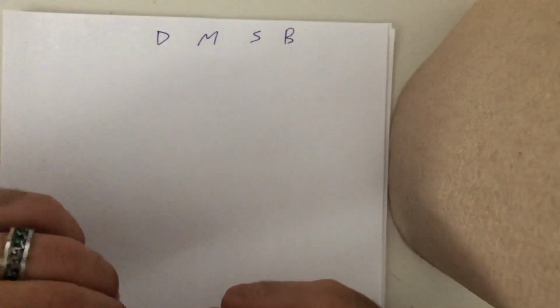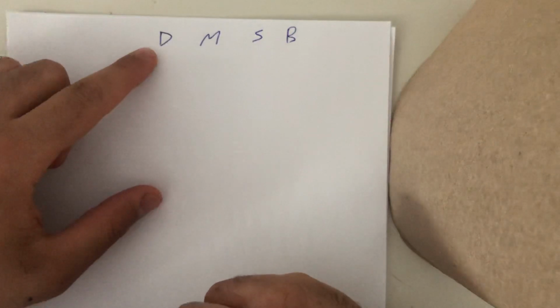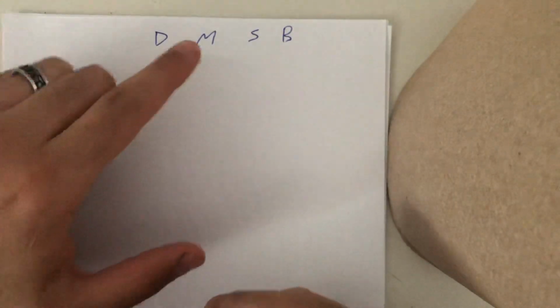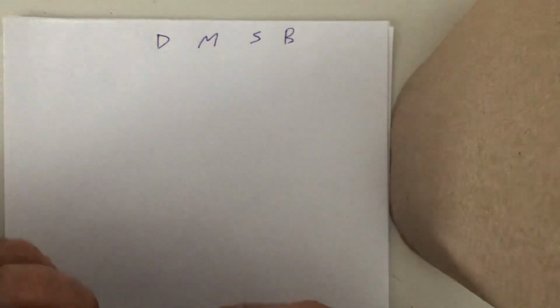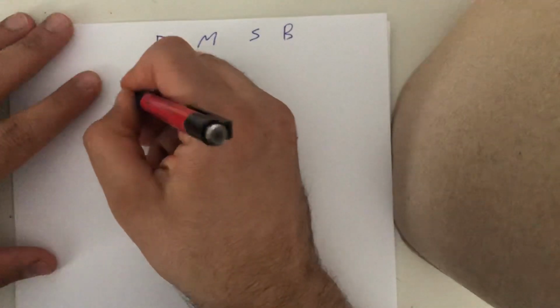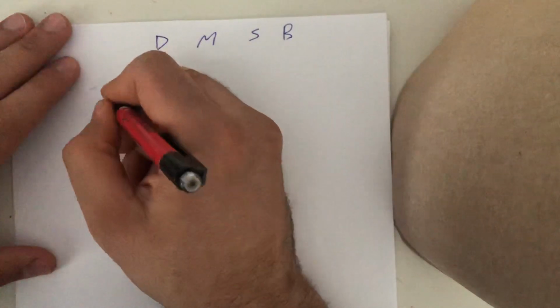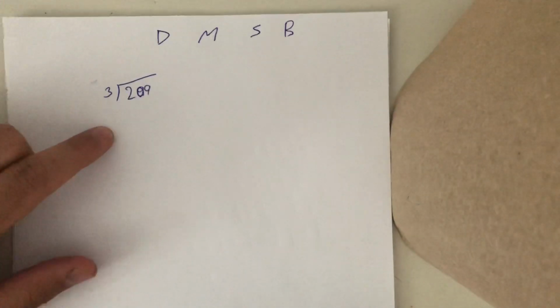Again, that's something that's going to be stuck in your head. You're not going to be forgetting. D stands for divide, M stands for multiply, S is for subtract, and B is to bring down. Okay, so what is 209 divided by 3 equal to? Okay, so we will start.